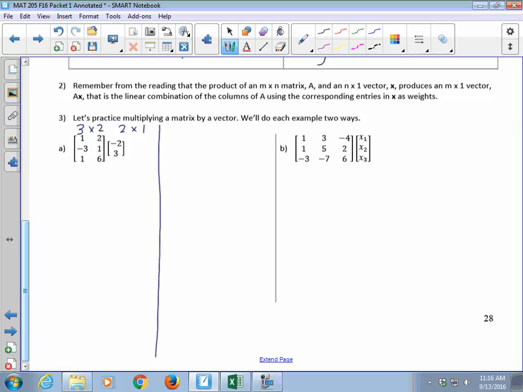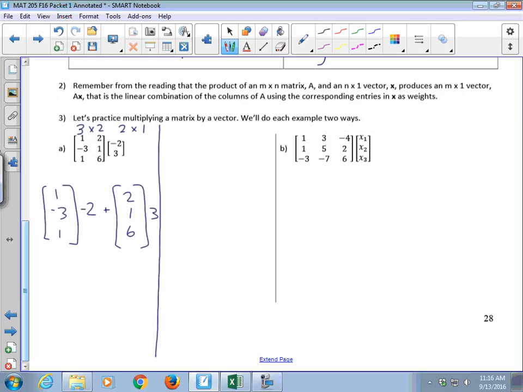Okay, so the book tells you to take a linear combination of the columns. So my columns are going to be 1, -3, and 1. And my weights are the -2 and the 3. So I put a weight of -2 on there. And then my other column is 2, 1, 6, and it's going to have a weight of 3. Linear combination of the columns of the matrix using the entries in the vector as the weights.